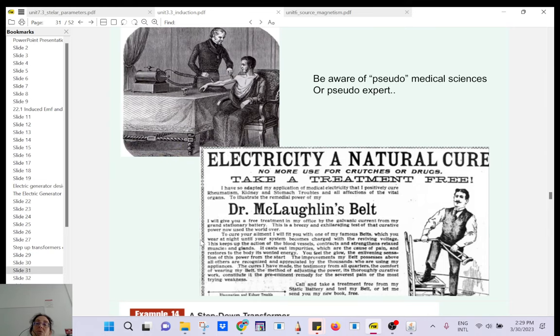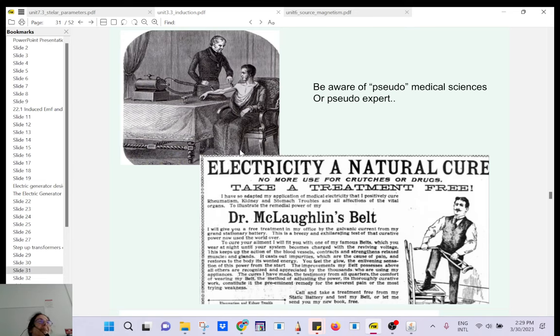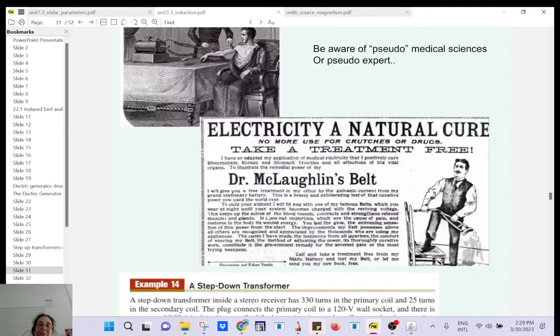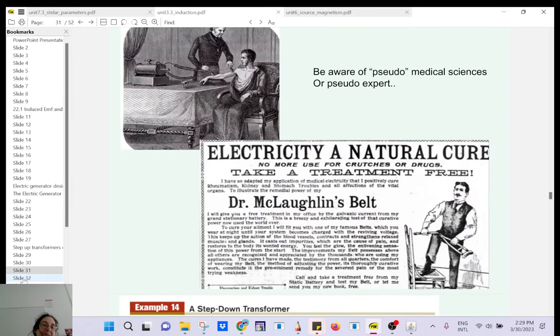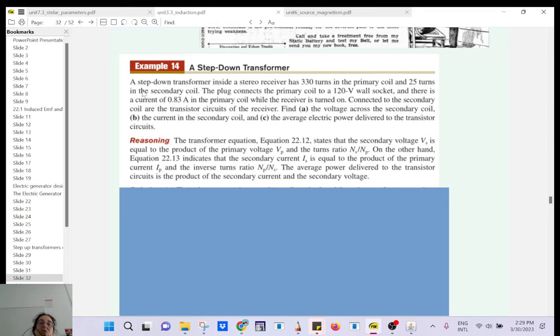And so when you have a new science being developed, be aware. Don't trust the experts, because they came up with all kinds of torture for people, saying it was for their own good. So in the newspaper, you could see something like: we're going to apply a voltage and you're going to be cured from all kinds of disease. I'm sure they killed people doing that. But, so be aware.